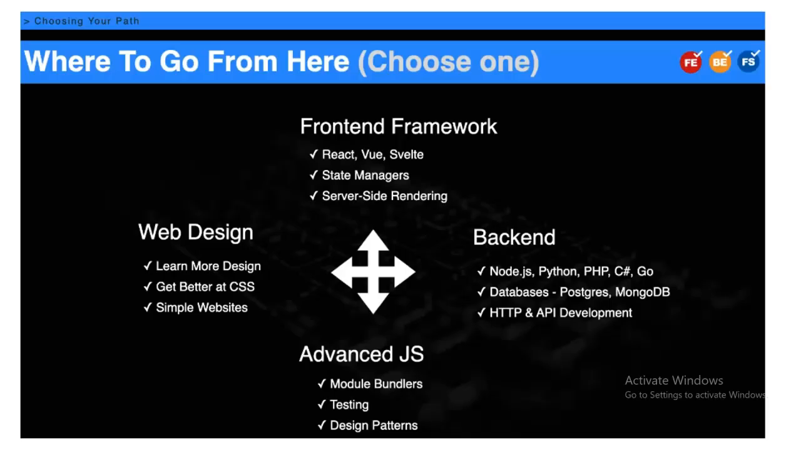Where to go from here? Choose one. Front end, which is frameworks like React, state managers, server-side rendering, web design: learn more design, get better, add CSS, simple websites. Back end: Node.js, Python, PHP, C#, Go, databases like Postgres and MongoDB, HTTP APIs, deployment, advanced JS, and testing and design patterns.